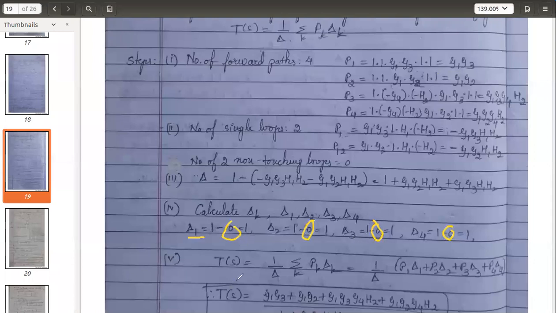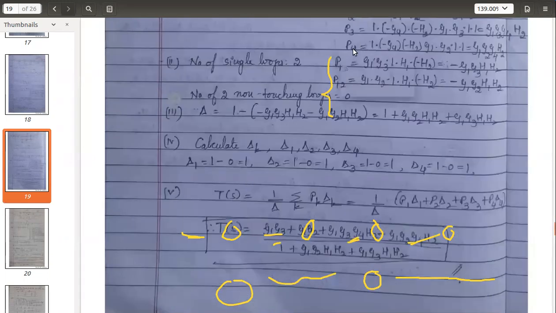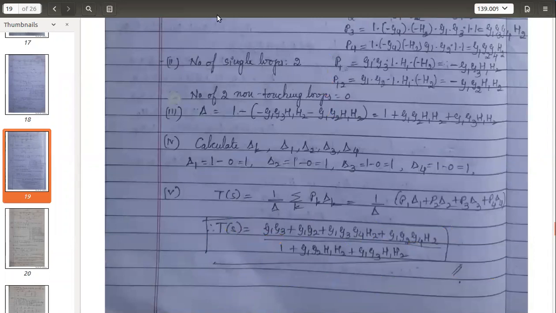Finally, take the transfer function formula for Mason's gain. Using Mason's gain formula, you have 1 by delta, P1, P2, P3, P4. So 4 different forward paths. So you have the sum of 4 terms. Finally, take these P1, P2, P3, P4, delta 1, delta 2, delta 3 and delta 4 and divide it by this delta. So finally, you will get this transfer function value as this.